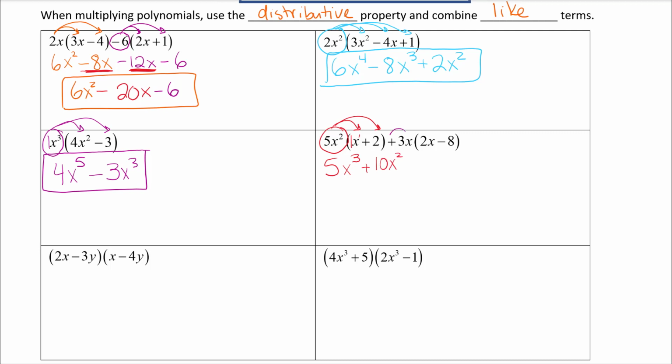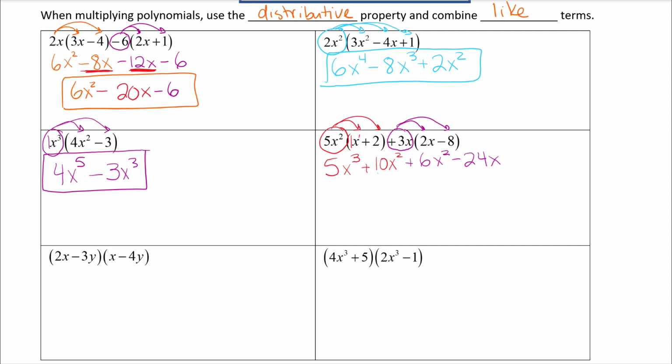All right, now the 3x. Notice that the first time I distributed in red, it stopped at the end of the parentheses. So now I'm going to take the 3x in purple and distribute it to all of its parenthesis terms, okay? So 3x times 2x, that's 6x squared. 3x times negative 8, that's negative 24x.